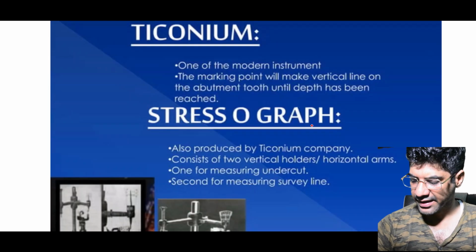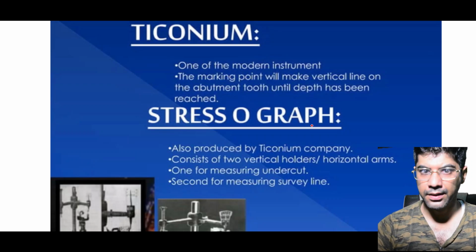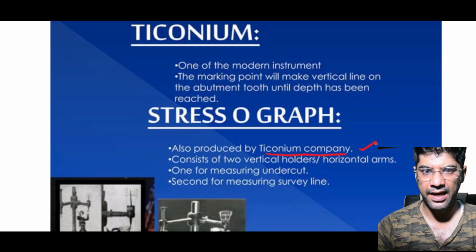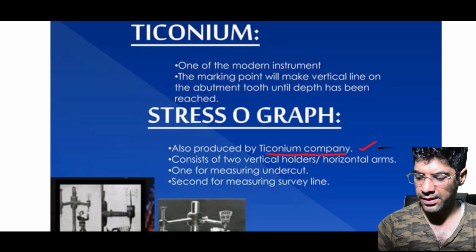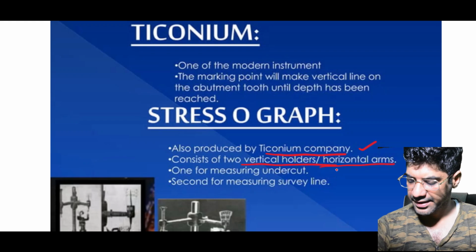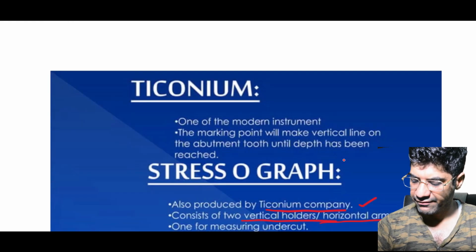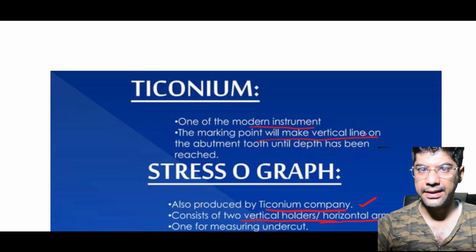Stressograph. It is manufactured by Tyconium Company. It has two horizontal arms, one for conventional surveying and one with a dial gauge for measuring the undercut. Other is Tyconium. It is one of the modern instruments. The marking position will make a vertical line on the abutment tooth until the depth has been reached.